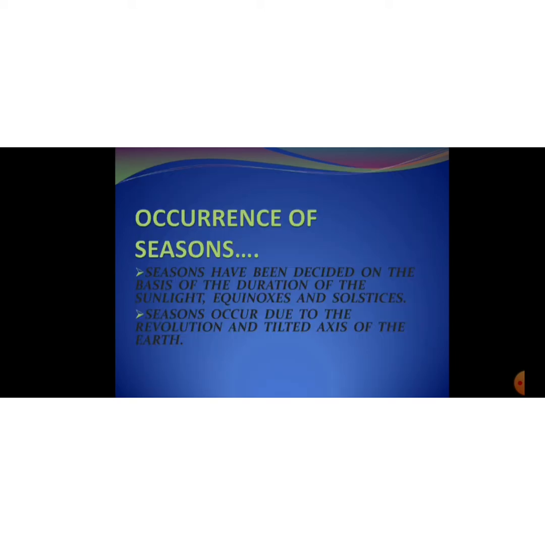Occurrence of season. Seasons have been decided on the basis of duration of sunlight, equinoxes and solstices. Seasons occur due to the revolution and tilted axis of the earth.